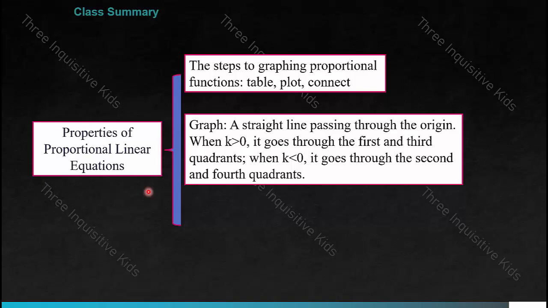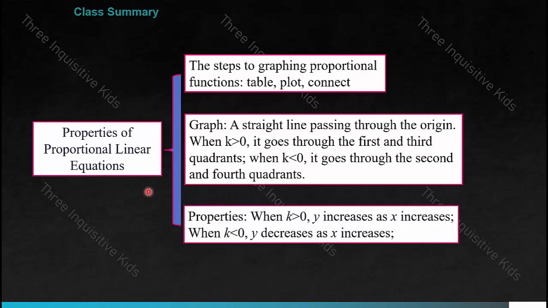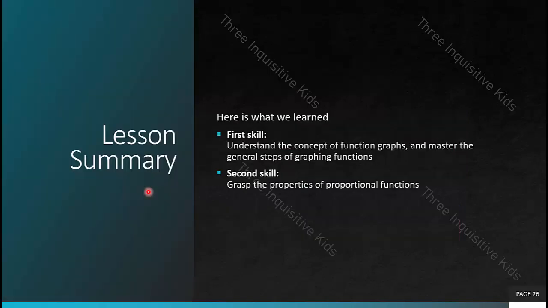When k is greater than 0, it goes through the first and third quadrants, and when k is less than 0, it goes through the second and fourth quadrants. Properties. When k is greater than 0, y increases as x increases, and when k is less than 0, y decreases as x increases. The first skill we learned today is to understand the concept of function graphs and master the general steps of graphing functions. The second skill is to grasp the properties of proportional functions, so in describing the rate of change that they're going at.